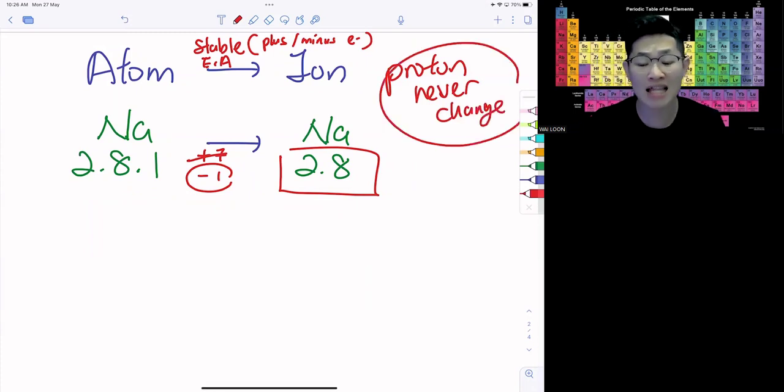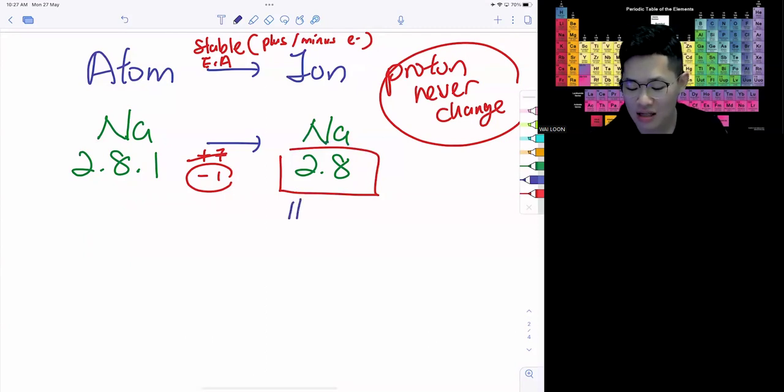Proton is like the DNA of the atom. It stays inside the nucleus. It can never be donated or receive more proton. No. It will always be the same. So the only thing that's different now is the electron. All right. So you can see that now the electron arrangement is 2, 8. So it is only having 11 proton and 10 electron.